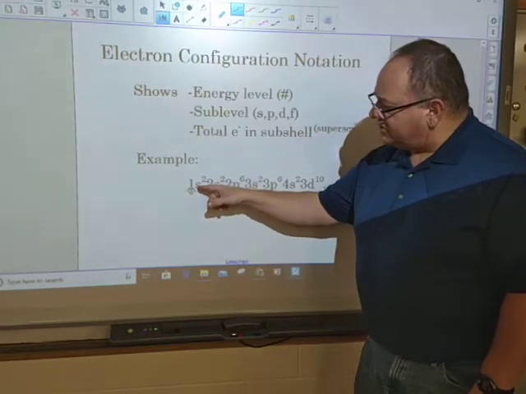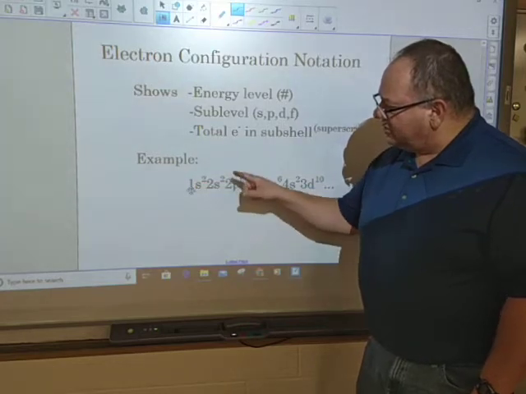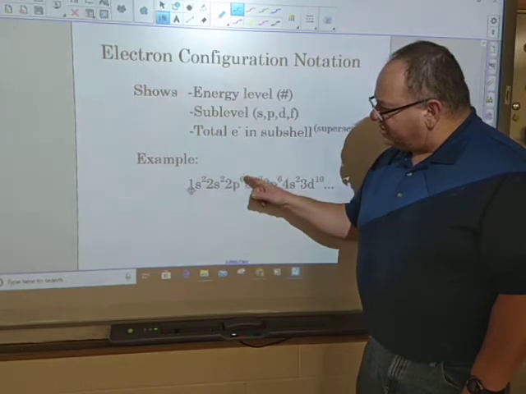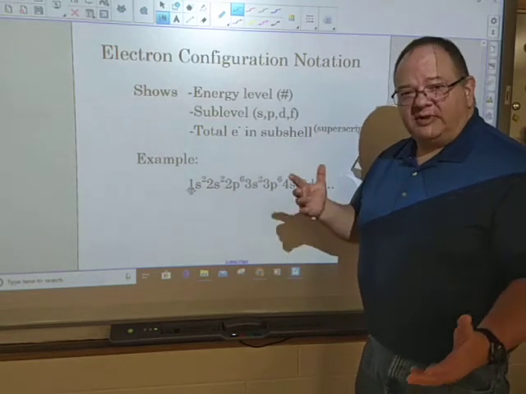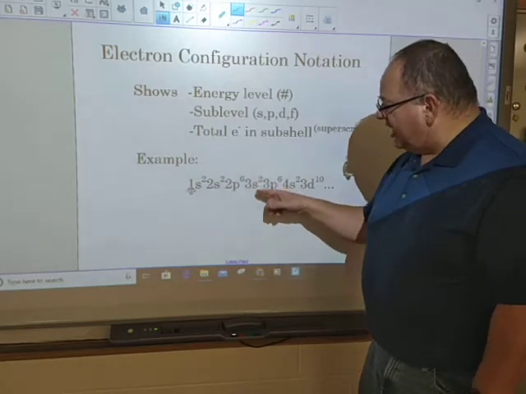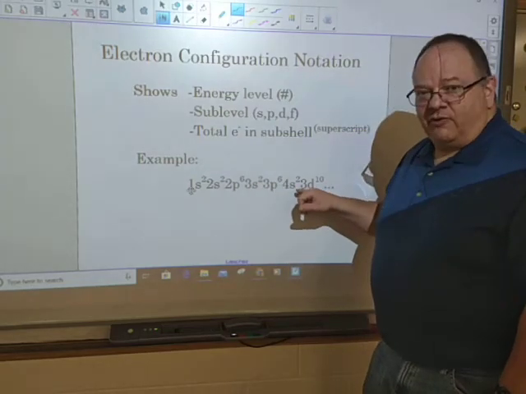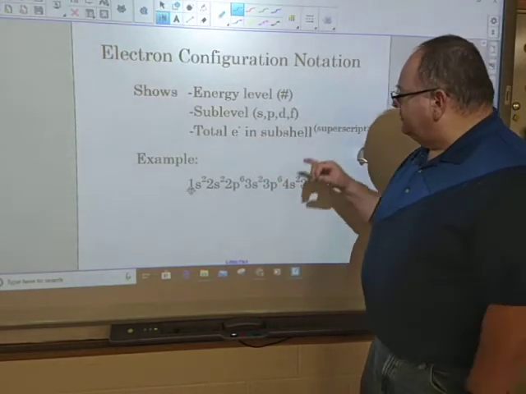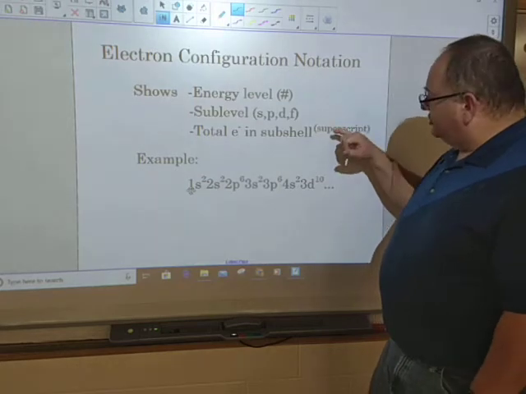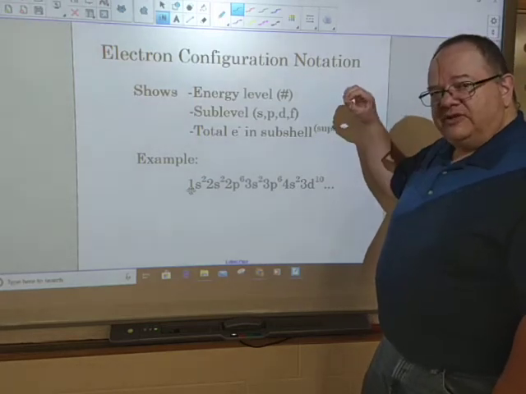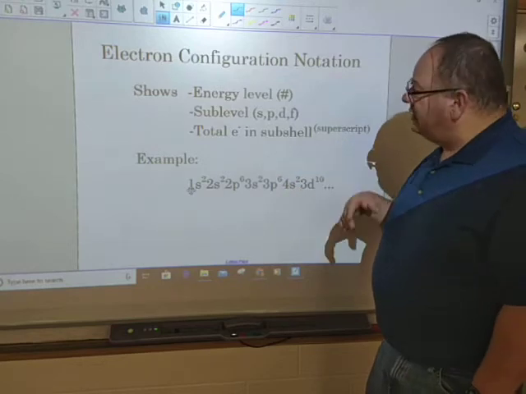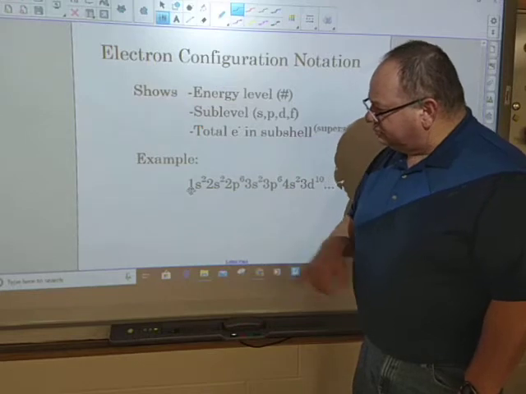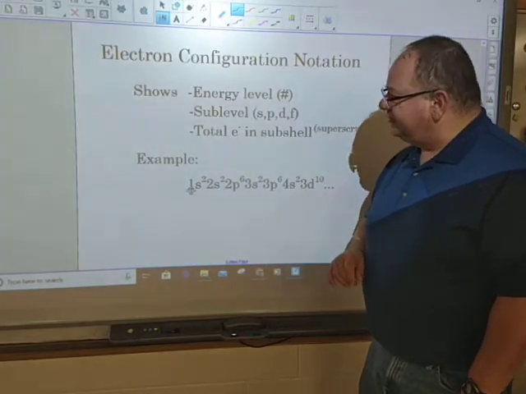So those 2 electrons are in the first energy level in an s sublevel. Those 2 electrons are in the second energy level in an s sublevel. Those 6 electrons are also in the second energy level, but they're in a p sublevel. And then we've got the third energy level, s, p, eventually d, but there's a 4s that sneaks in there. The total number of electrons in the subshell are written as a superscript. A superscript is written a little bit above the line, like the exponents that we use in math. So 1s, superscript 2: 2 electrons in the 1s.